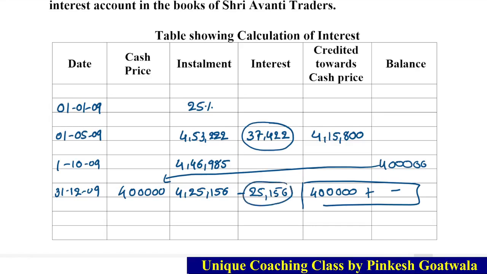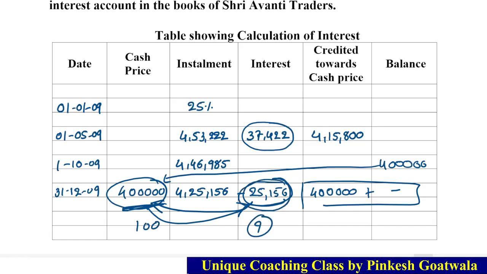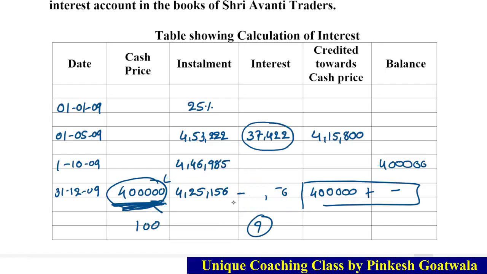I told you interest is calculated on the balance which is remaining. So here we have a balance, here 4 lakh balance. The interest is calculated on this balance. So here we put this step against this 4 lakh, interest is 25,156. So in that question, we had the amount of interest and also the amount on which the interest was calculated.